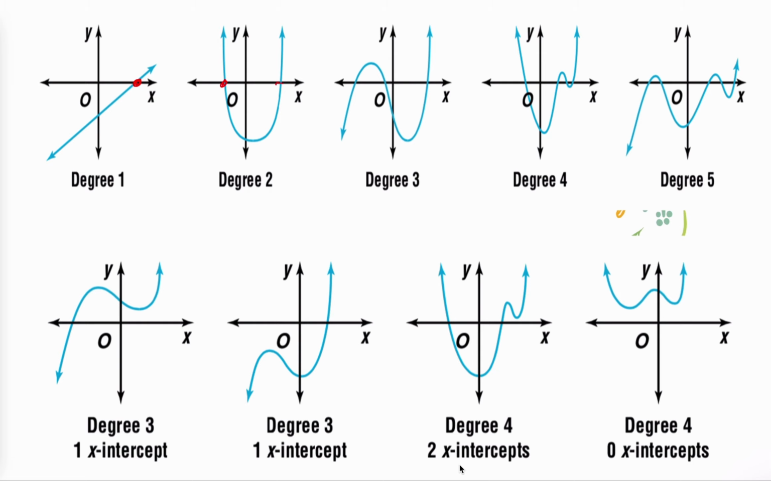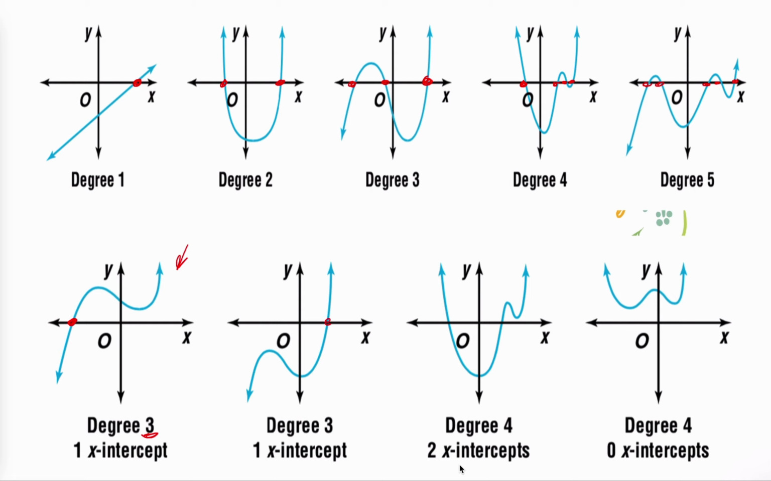This one is degree 2. It's got 2 roots. Degree 3 has got 3 roots. Degree 4 has got 4 roots. Degree 5 has got 5 roots. This is a polynomial of degree 3, but it only has 1 root, 1 x-intercept. Where are the other 2 roots? If it's a degree 3, it should have 3 roots. The other 2 are complex. They're imaginary. They're going to have imaginary components, which means they're not going to show up on a graph.